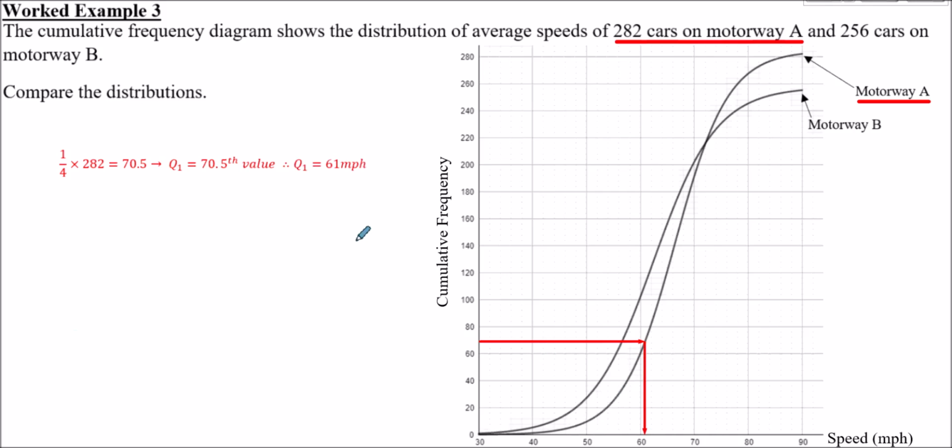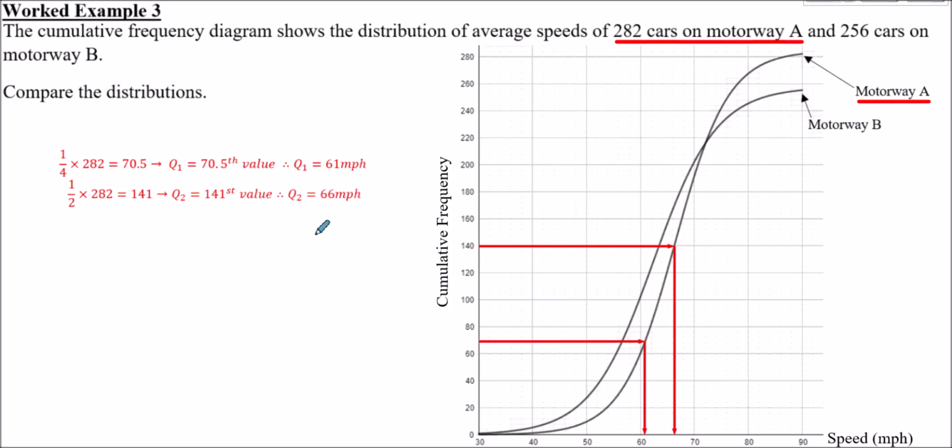Next, the median. So what's half of 282? Half of 282 is 141. So Q2 is the 141st value. So again, read off and along at 141 and go down to get an estimate of the speed. So based on what I've got here, I'd say that's about 66 miles per hour.